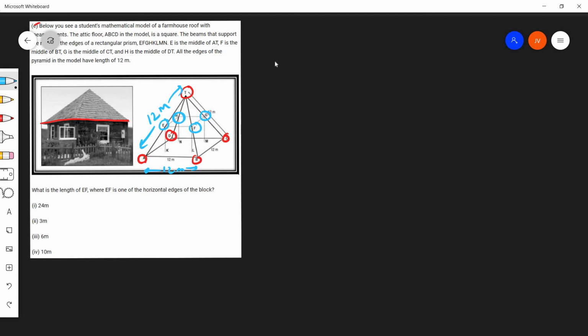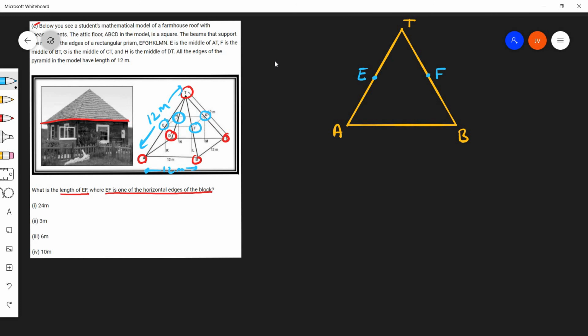With this information, we have to tell what the question writes here in continuation. What is the length of EF, where EF is one of the horizontal edges of the block. So let me draw only the face where EF exists. So the attic, which is a square pyramid, has a square base. One of the faces consists of T, A, B, and the line joining the midpoints of AT and TB is EF, and we have to tell the length of EF, where the length of AB is 12 meters. And also in the question, E is the midpoint of AT and F is the midpoint of TB.